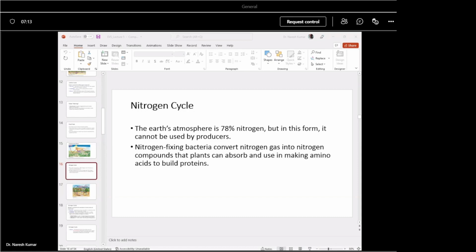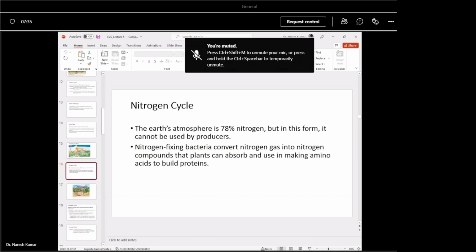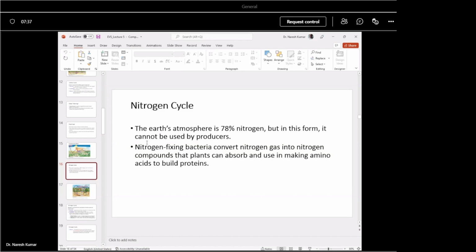So we know that after carbon, the major nutrient that all the organisms require is nitrogen. And even though 78% of air by volume is nitrogen, this form of nitrogen is not available for us to be used. So we require some other forms of nitrogen for all the organisms: ammonia or nitrate. So it starts with nitrogen fixation.